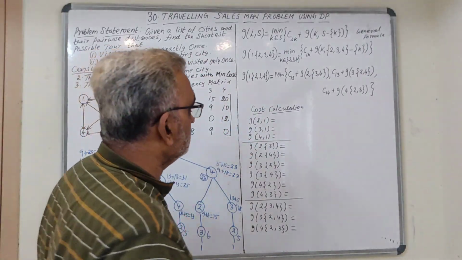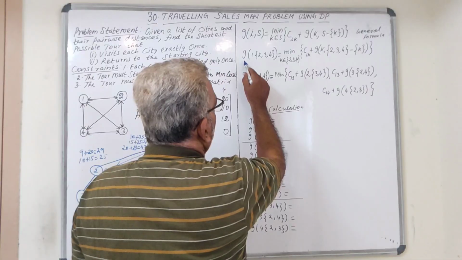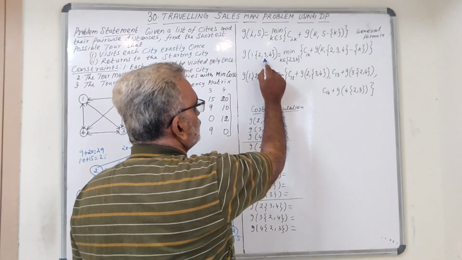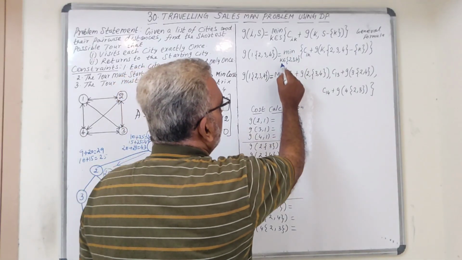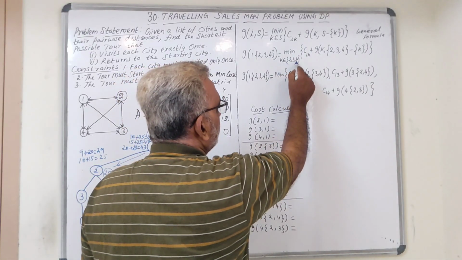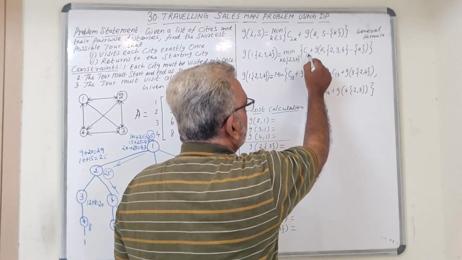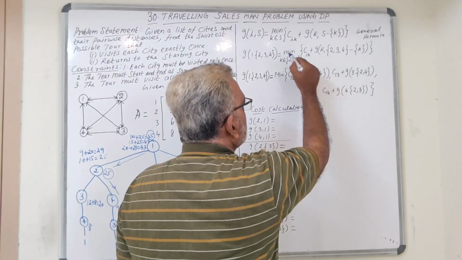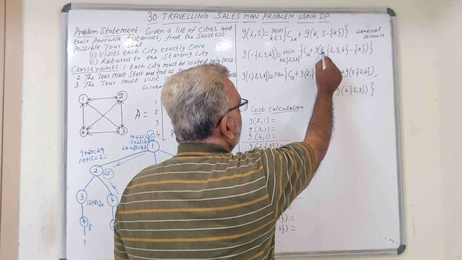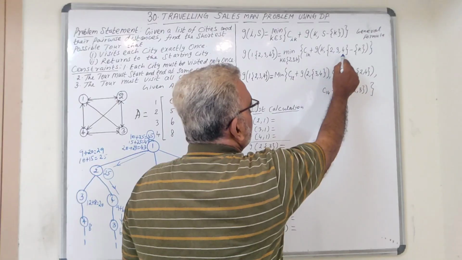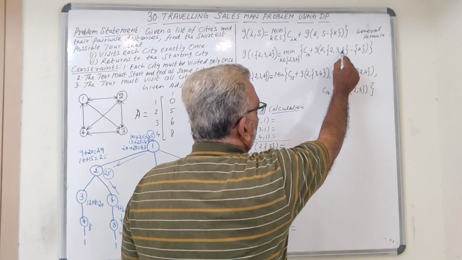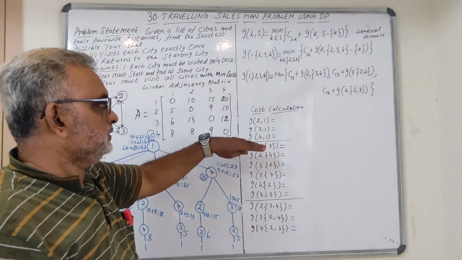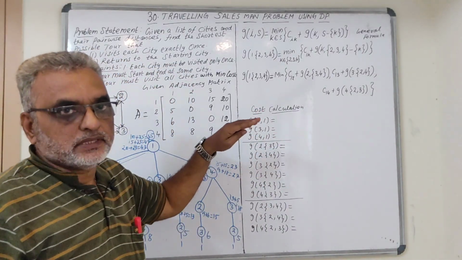So this general formula can be applied to our problem: the cost of reaching from city 1 to the remaining set of cities 2, 3, 4, where K is a subset of 2, 3, 4, and finding the minimum value of C 1K, which is the starting city to K, plus the cost of K reaching the other cities 2, 3, 4 minus this K. Now let us calculate the cost step by step.